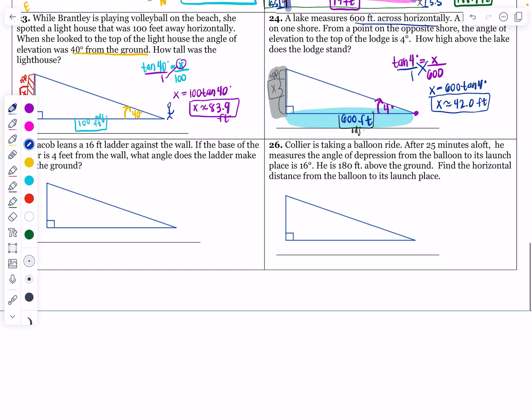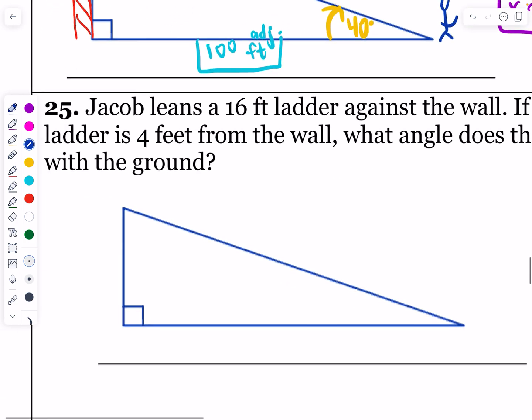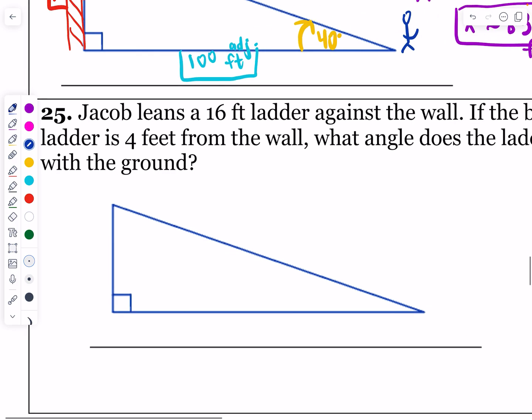Okay, last two. What does Jacob do? Well, he's going to lean a 16-foot ladder against a wall. So let's first draw ourselves a wall. We know that a wall is standing on the ground. And he takes a ladder and he leans it against it. So I'm going to draw in the pieces of that ladder. Those are the rungs of the ladder. And that ladder is 16 feet.